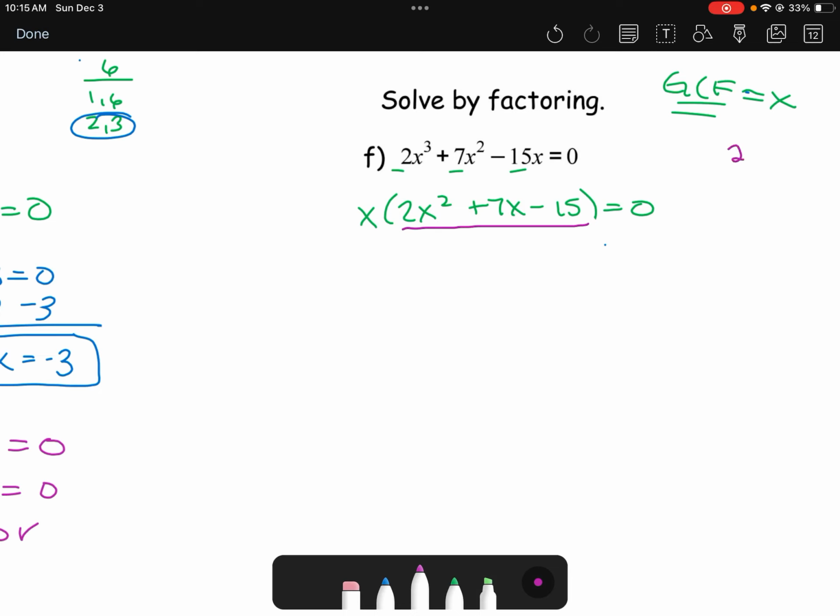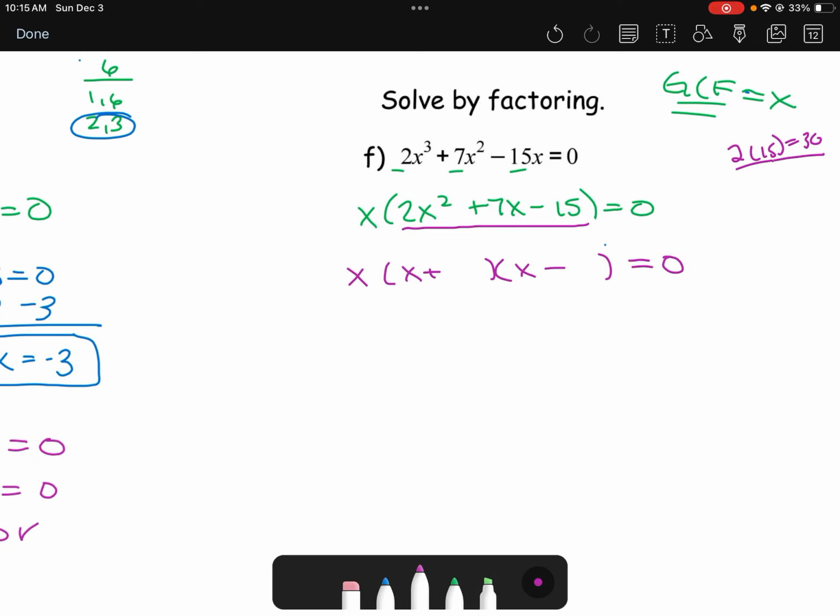So I'm going to take 2. Again, I don't look at the signs here because I already know that my C is negative. So I have it set up as x plus, x minus. So 2 times 15 is 30. I need factors of 30 that when I subtract give me 7.